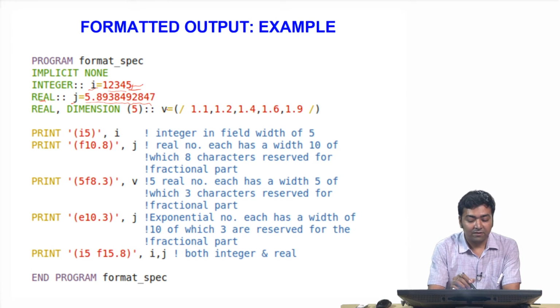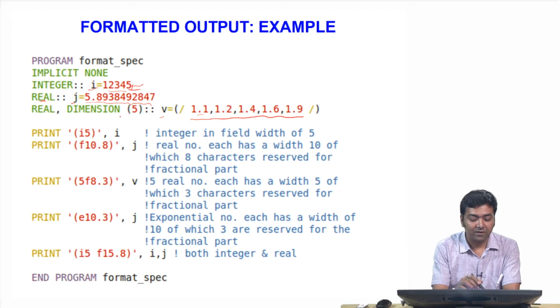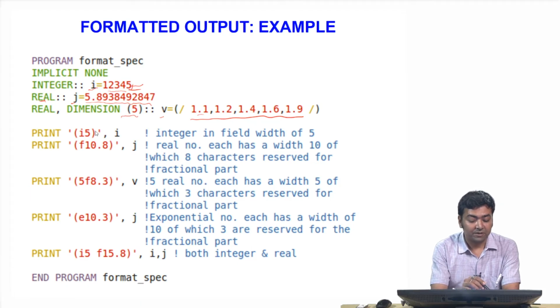Then I have another array variable which consists of 5 such real numbers. That is why I have given the dimension 5. We will learn about arrays in a later part of this module. The print statements, the formatted print statements, appear as follows.